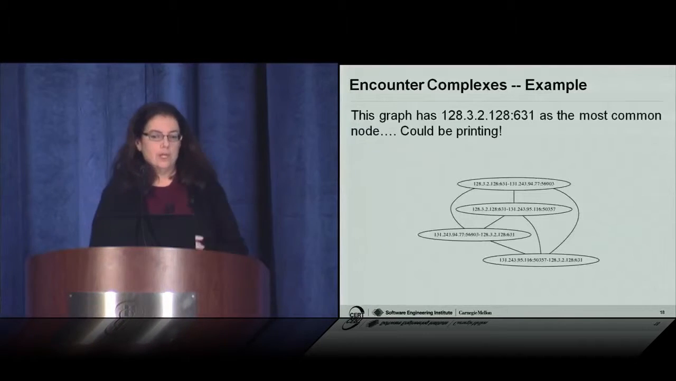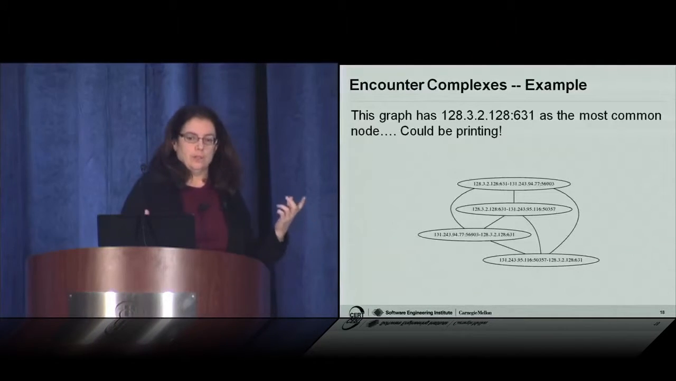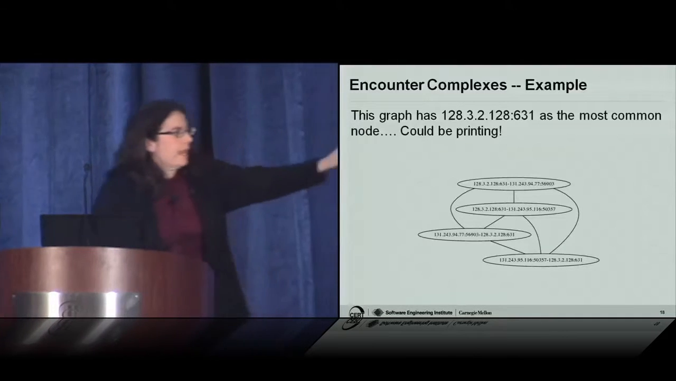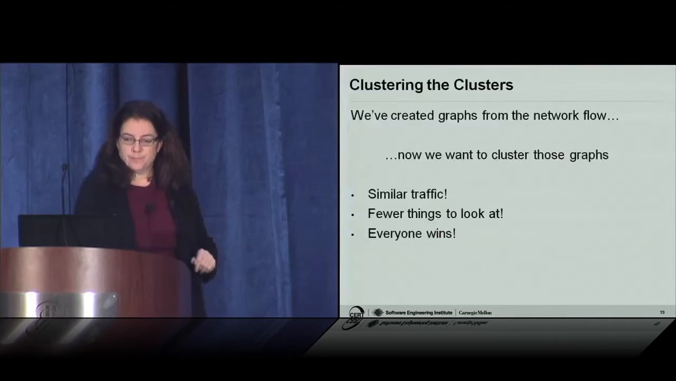So here's an example. It has the most common node of 128.3.2.128, port 631. Hey, I think that could be printing. So this is an encounter complex that contains printing traffic.